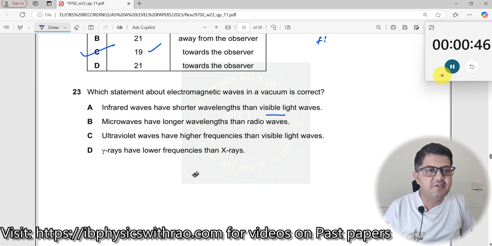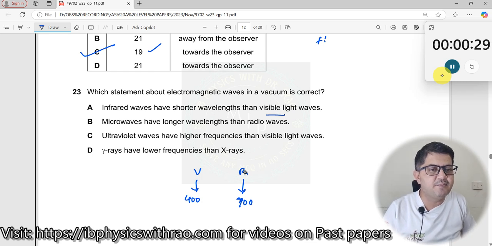First, write down the visible wavelength ranges. So you have violet, you have red. In between we have VIBGYOR. What is it? Wave gap. Okay. So this will have a wavelength of 400 nanometers. This will have a wavelength of 700 nanometers.